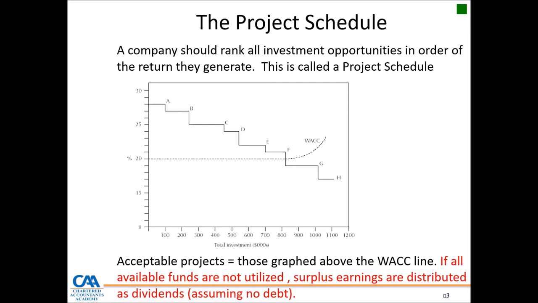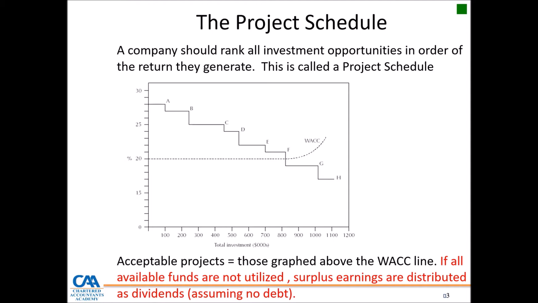And looking at this example, we've got what we call a project schedule, which gives us possible investments that the company can invest in, but benchmarking on the weighted average cost of capital. So in other words, if you look at this example, you're going to find that projects A, B, C, D, E, and F will have a return that is higher than the company's WACC, and the company's WACC is 20%. So in other words, all projects that have got a return that is above 20%, the company is expected to invest in them according to the residual approach. And that leaves us with projects G and H, which we are saying are projects that the company should not invest in because they will not increase the value of the company.